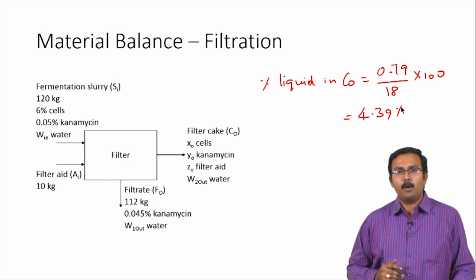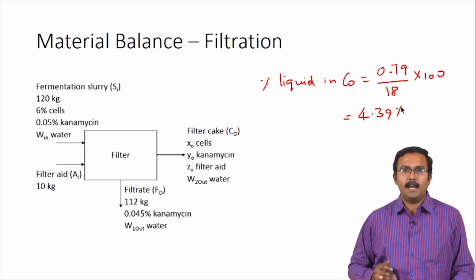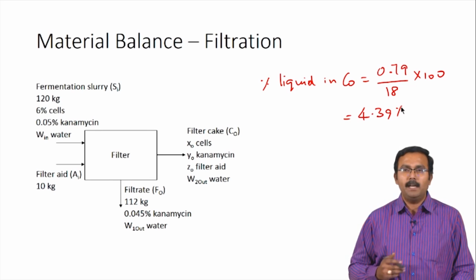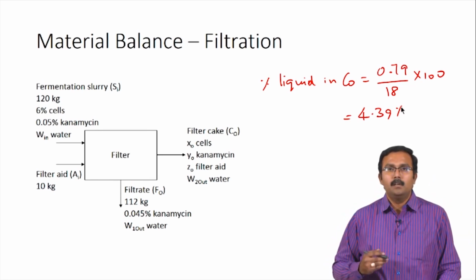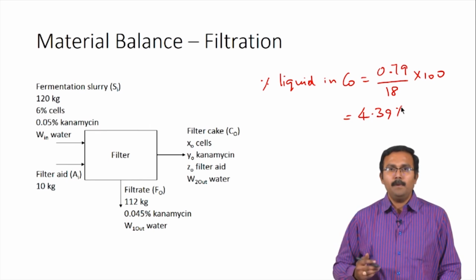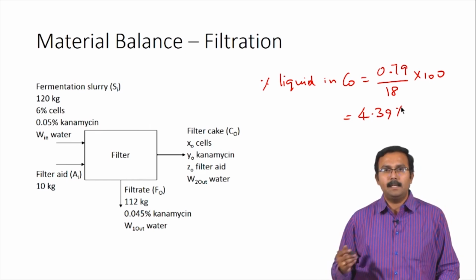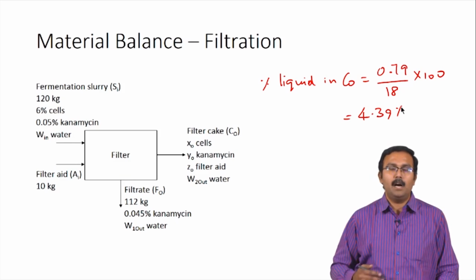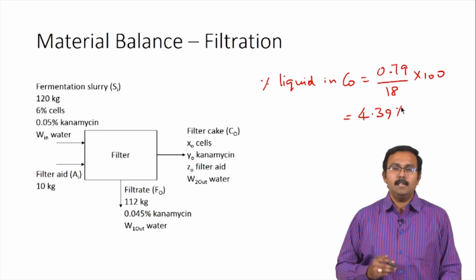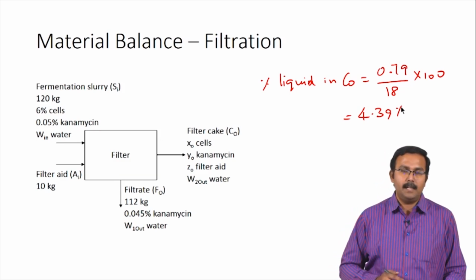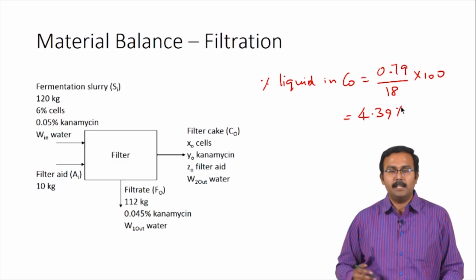For the second part of the problem, we need to calculate the mass of kanamycin which is absorbed by the filter cake, which contains the filter aid. For doing that we need to know how much of kanamycin is actually present in the liquid accompanying the filter cake and how much is actually absorbed by the filter aid in the filter cake. We know that the concentration of kanamycin in the filtrate and the liquid accompanying the filter cake are the same.